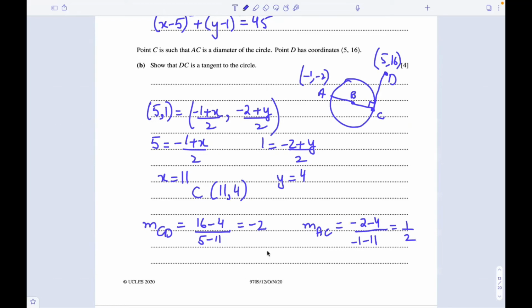Now, as we have the two gradients, to show that they are perpendicular, we can just show that when the two gradients multiply, the answer would be negative 1. And this shows that the two lines are perpendicular. So multiplying -2 by half, we get -1, hence it's proven that DC is perpendicular to the radius, as AC is the diameter and the gradients are negative reciprocals. So we can say that DC is a tangent to the circle.